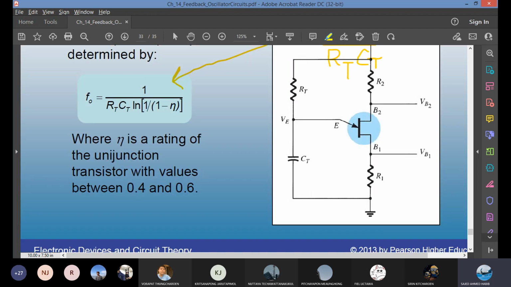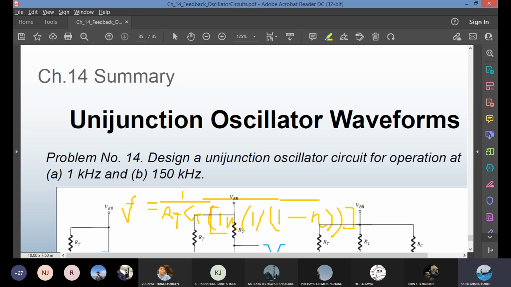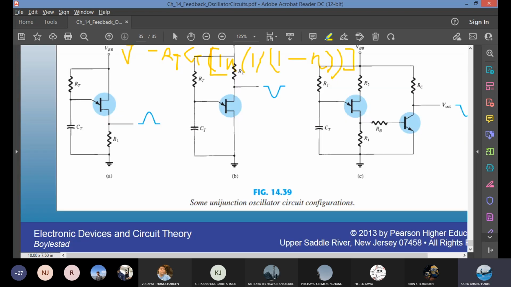The first case is 1 kilohertz. You just take the left-hand side of the equation as 1 kilohertz. Find a value of RT that you like, and then from that you can find the value of the capacitor. Or you can start with a capacitor and then find the value of the resistor. You can do either way. Normally we start with the value of the resistor first.